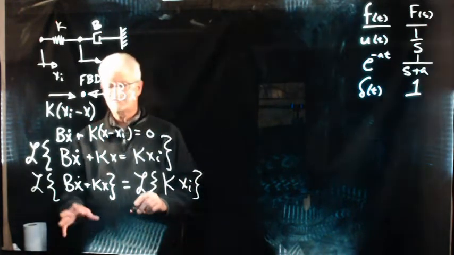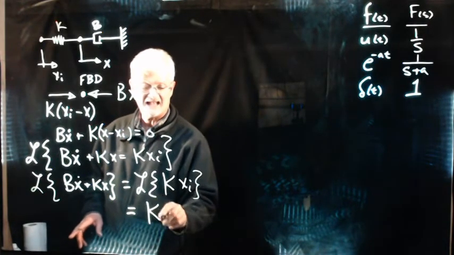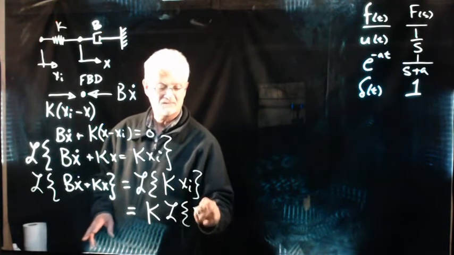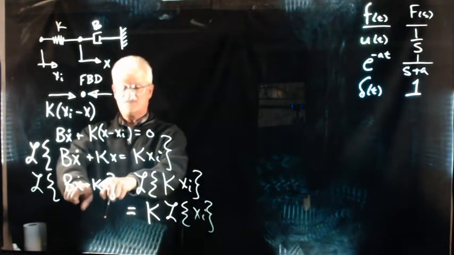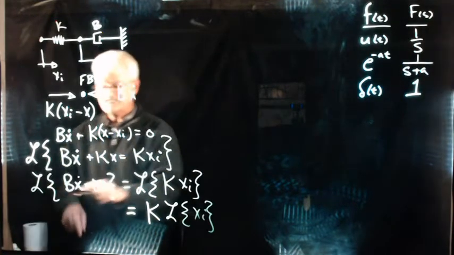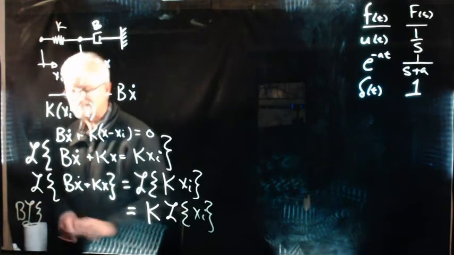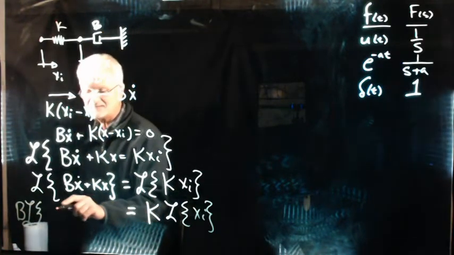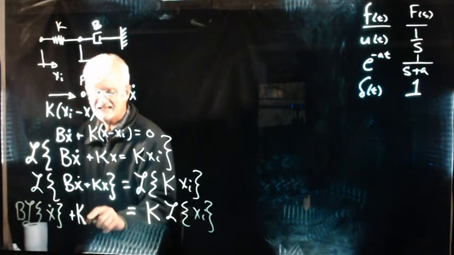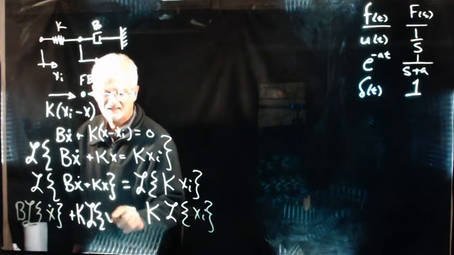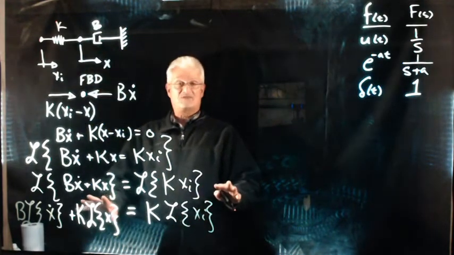Now the first thing I'm going to notice here is that this is k times the Laplace transform of xi, so I can take that out. And then the second thing I know from Laplace transforms is that I can break these two things into two pieces. In fact, I'm just going to take the b out of there: b times the Laplace transform of x dot plus k times the Laplace transform of x. And so now I've done all the Laplace transforming that I need to do.